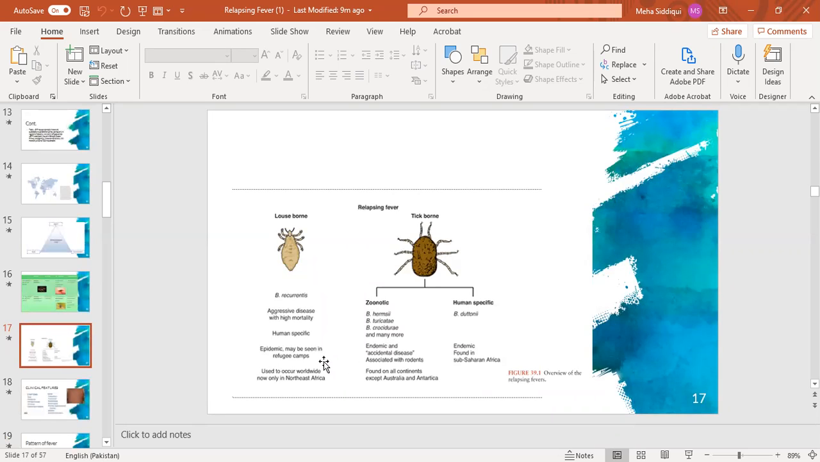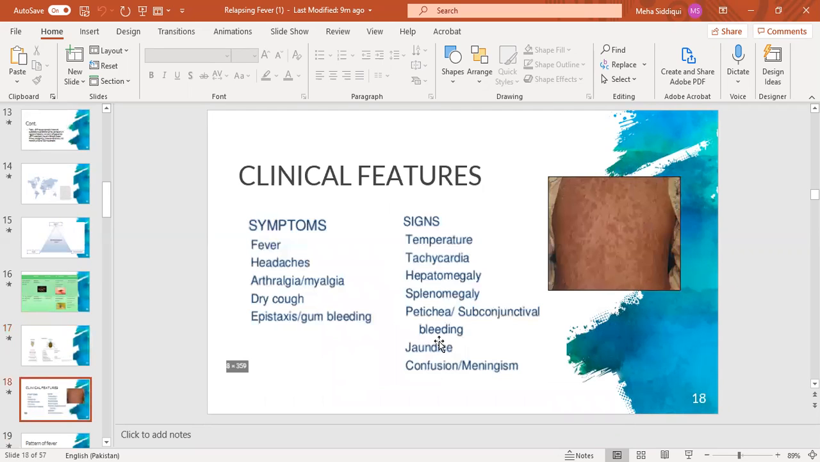Louse-borne relapsing fever is more severe, but tick-borne relapsing fever is less severe. Its duration is short, but relapses are many. This is the distinguishing feature between these two.